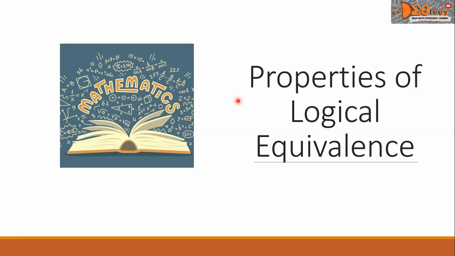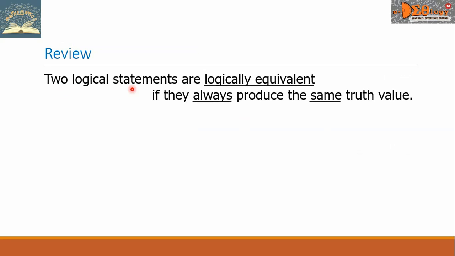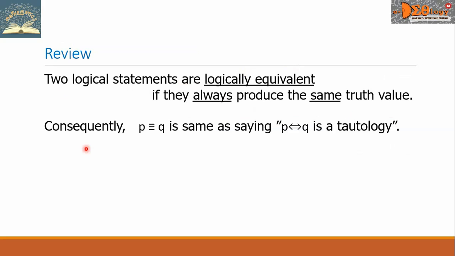Hi everyone. Today we're going to study properties of logical equivalence. Let us do a short review. Two logical statements are logically equivalent if they always produce the same truth value. Consequently, P is logically equivalent to Q is the same as saying P if and only if Q is a tautology.